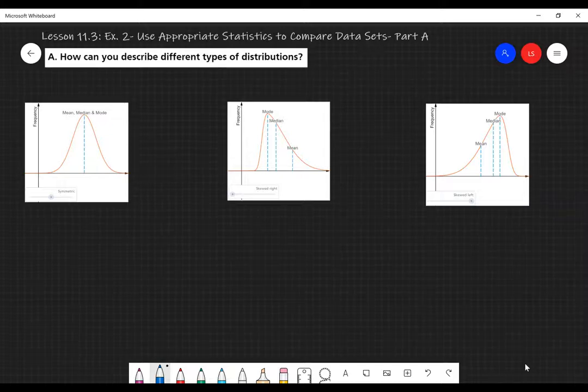Lesson 11.3, Example 2, and we'll be going over how we can use appropriate statistics to compare data sets. This is the first part. Before we can look at these appropriate statistics, we have to be able to describe the different types of distributions.